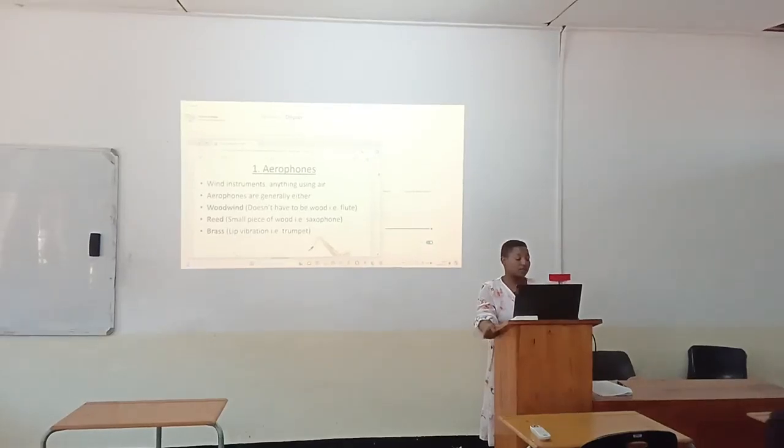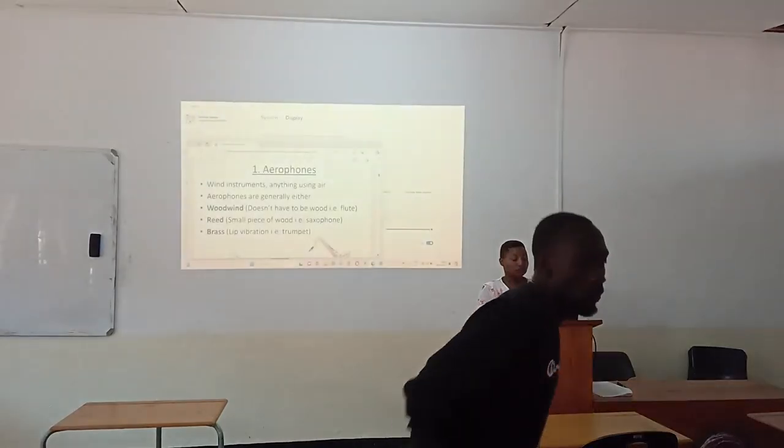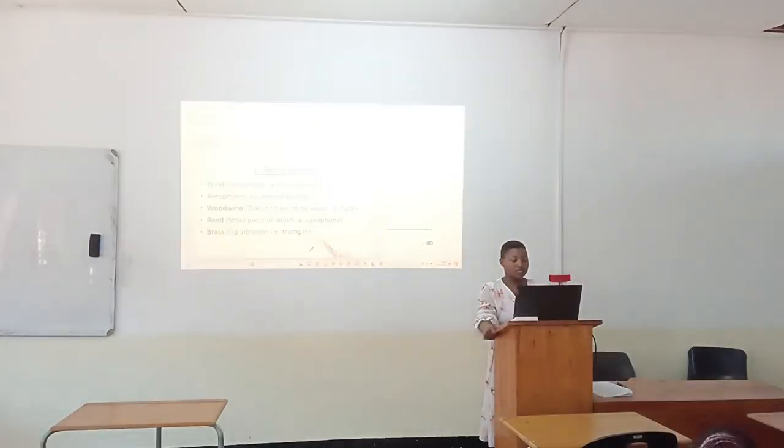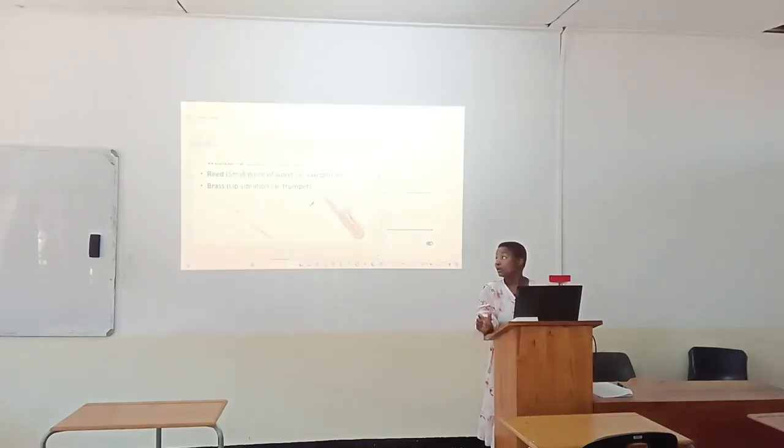Brass, the reed, and woodwind. So the woodwind, some people also make the flute using wood. Below there is an image of some of these wind instruments, like the ones you can see in the picture. Those are examples of the wind instruments.